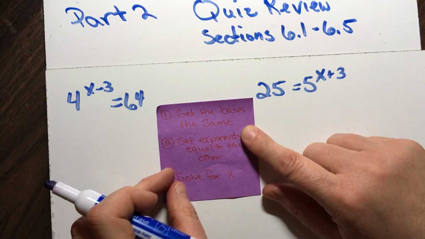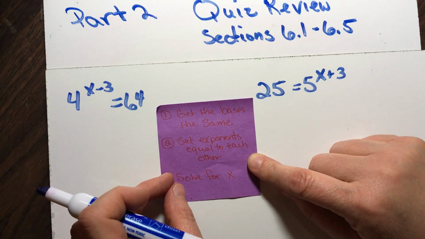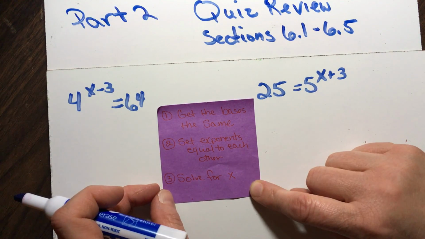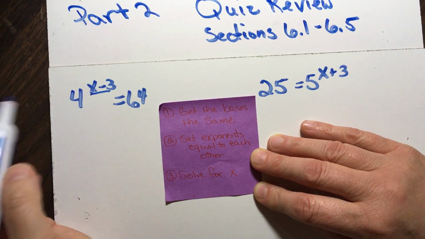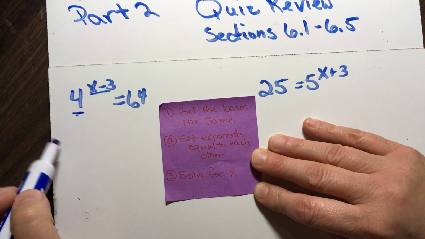Alright, so number 1 says get the bases the same. Number 2 says set exponents equal to each other. And 3 says solve for x. Okay, so I know here's my exponents already. So here's the base that I'm going to use.